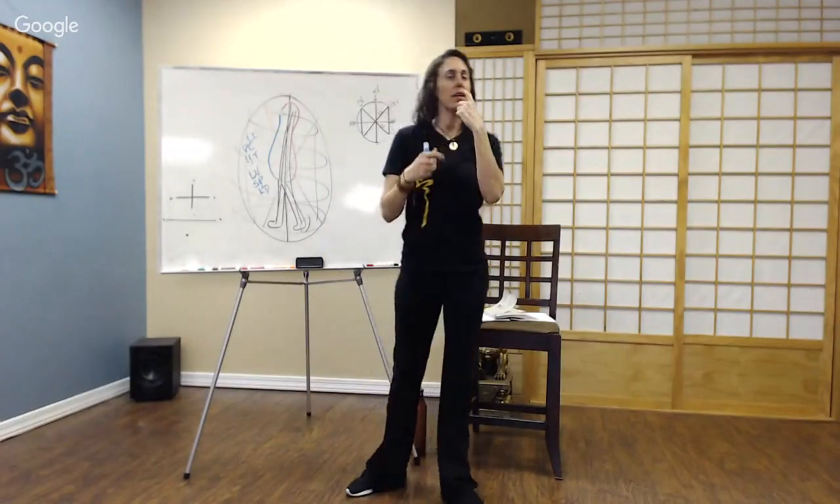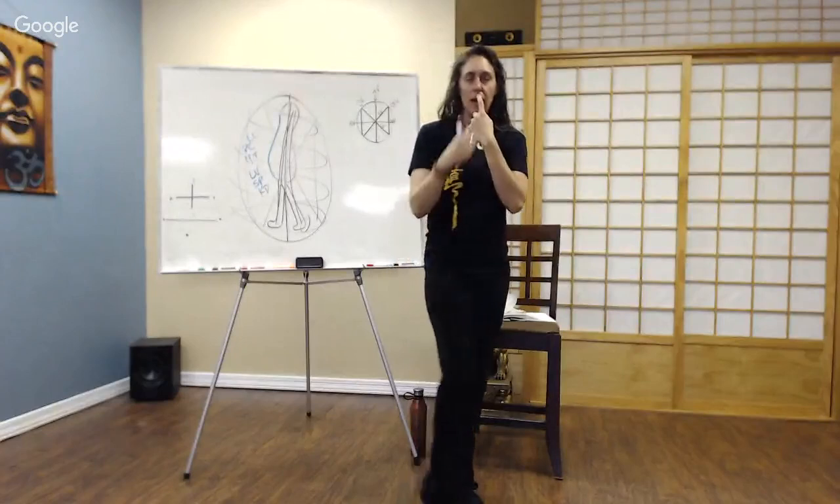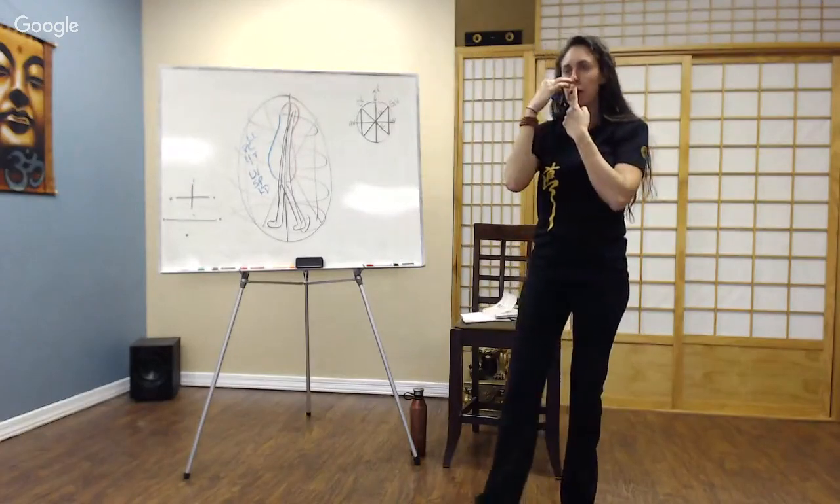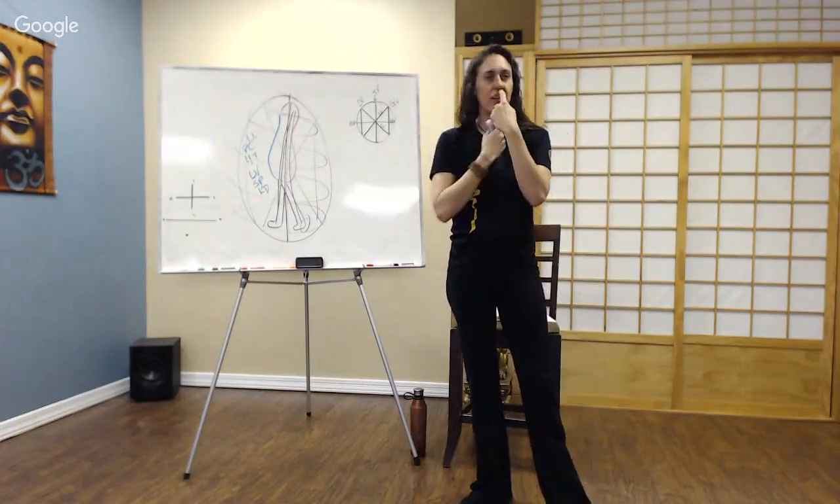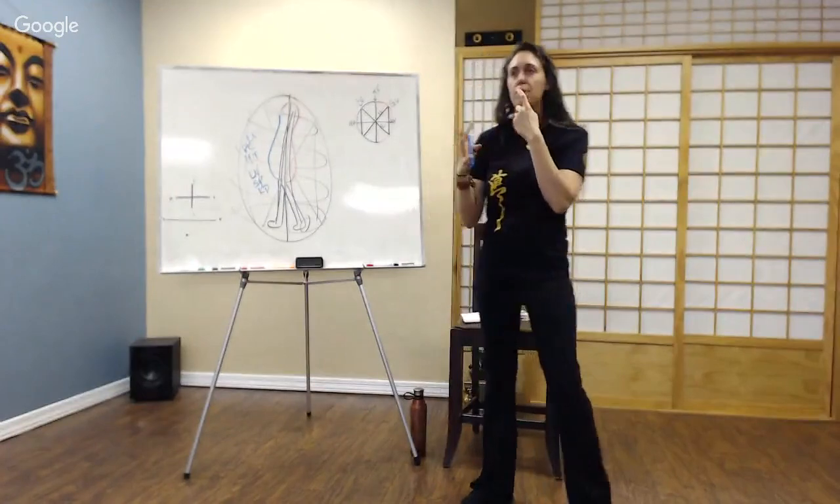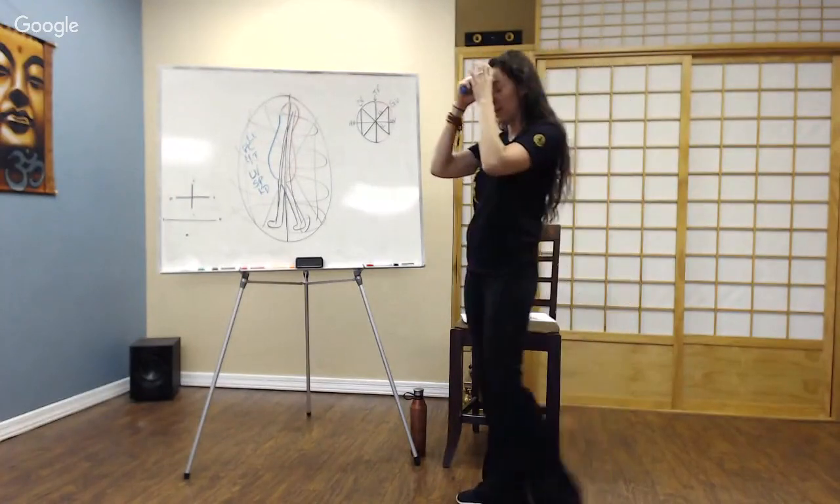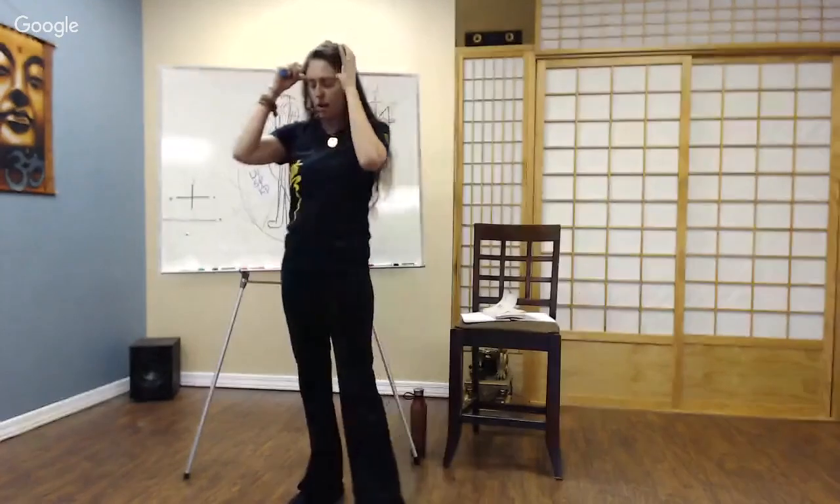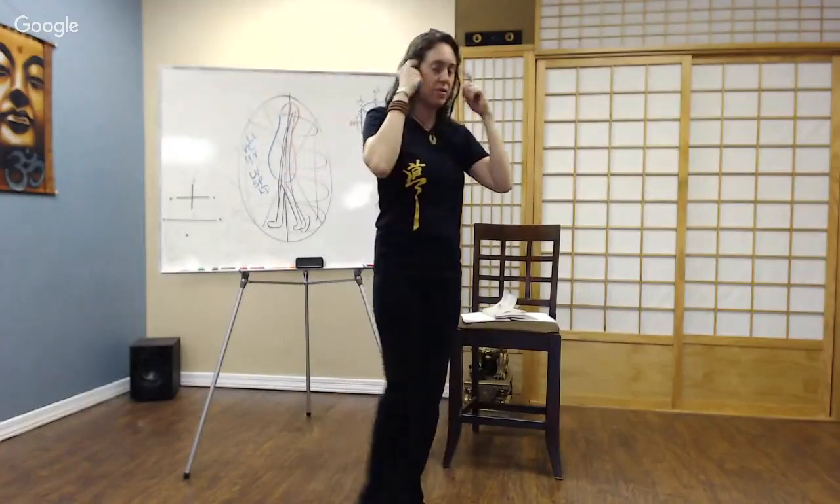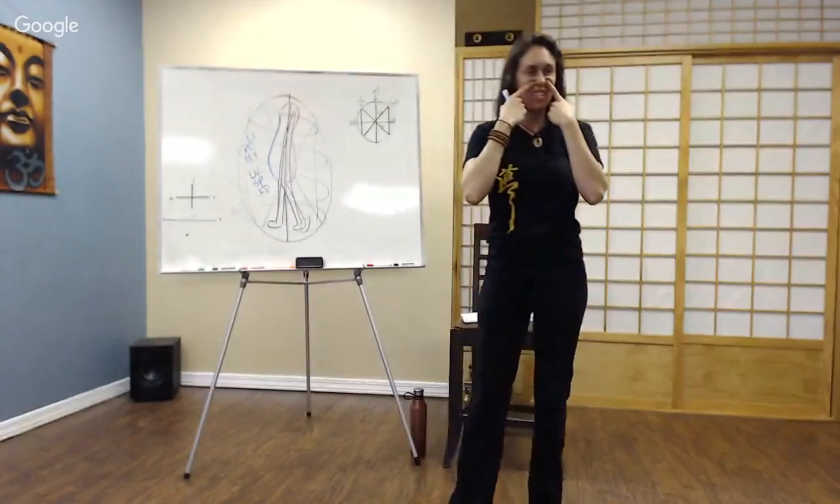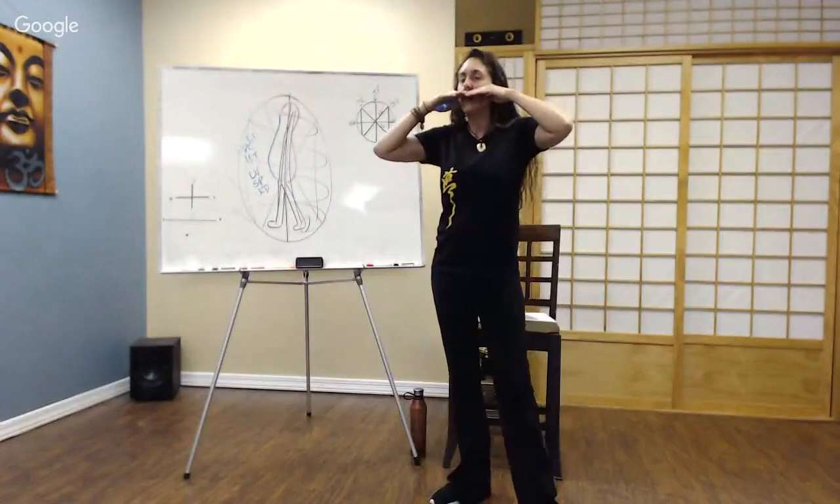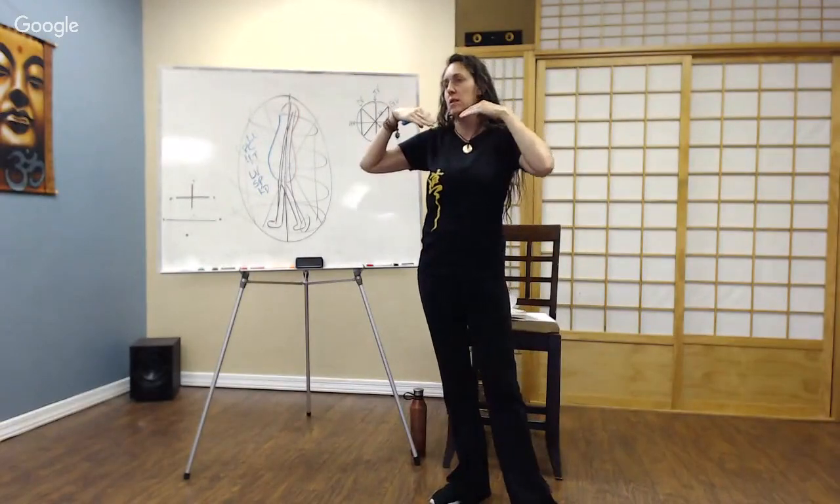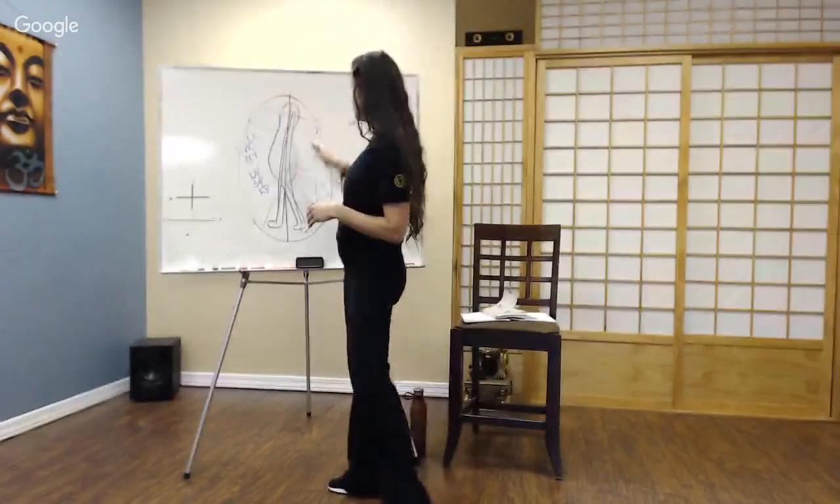Technically it comes down to here. And if you'll notice, all of the yang meridian points are above that point. We don't have any in the jaw, as far as the conception vessel. Do you remember we had bladder, gallbladder, small intestine, triple warmer, large intestine, stomach. So they're all within the yang governing region. So that's going to maintain that.